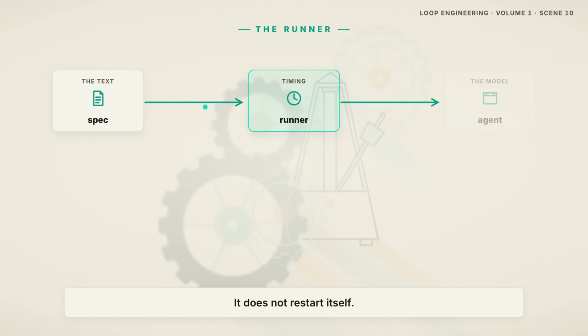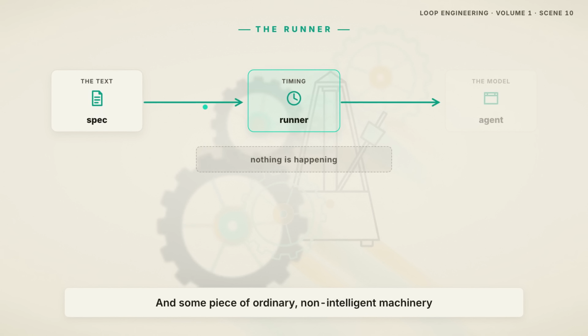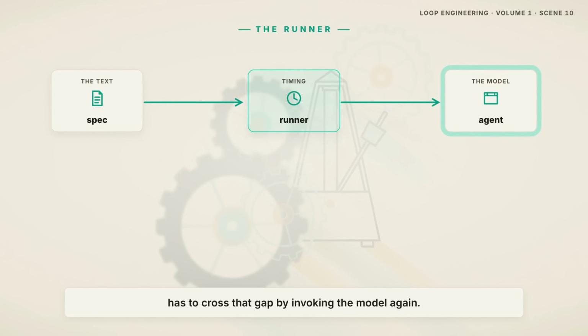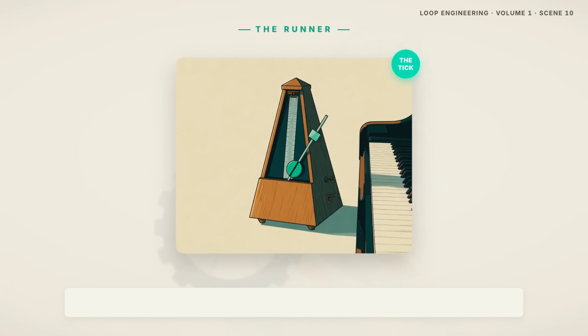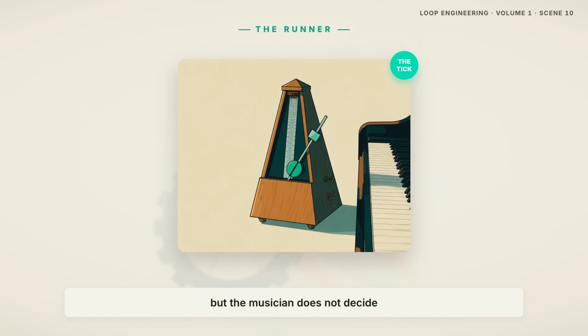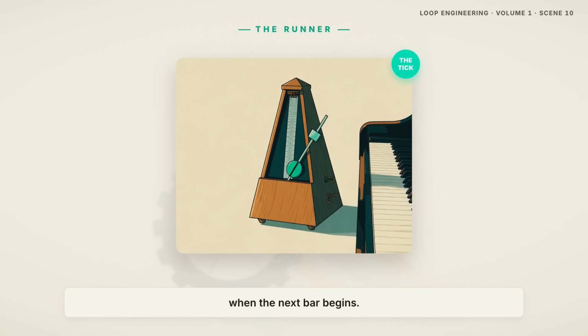It does not restart itself. So between one lap and the next, there is a gap where nothing is happening. And some piece of ordinary, non-intelligent machinery has to cross that gap by invoking the model again. That is the runner. Think of a metronome beside a musician. The musician plays beautifully, but the musician does not decide when the next bar begins. The metronome's tick does. The runner is the tick.